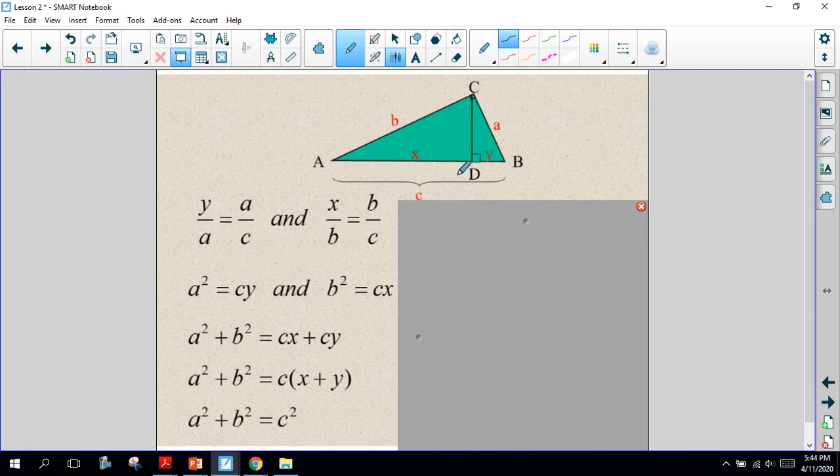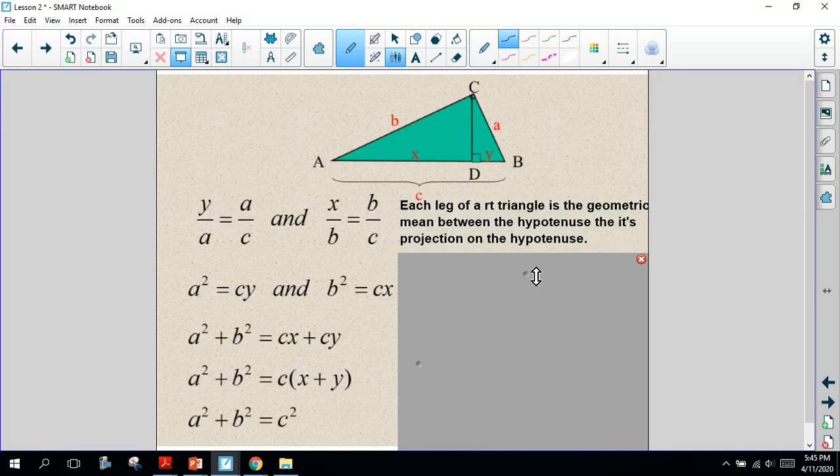The first thing I did here is I drew the diagram of the right triangle ABC. I've labeled the legs A and B. I've also labeled the projections as X and Y and the hypotenuse as C. The first step of this is using that theorem that we talked about, that each leg of a right triangle is a geometric mean between the hypotenuse and the projection.